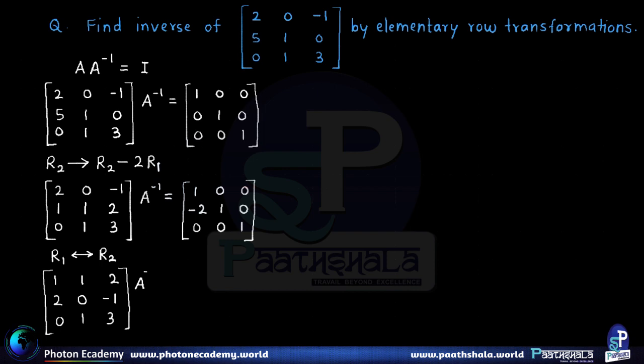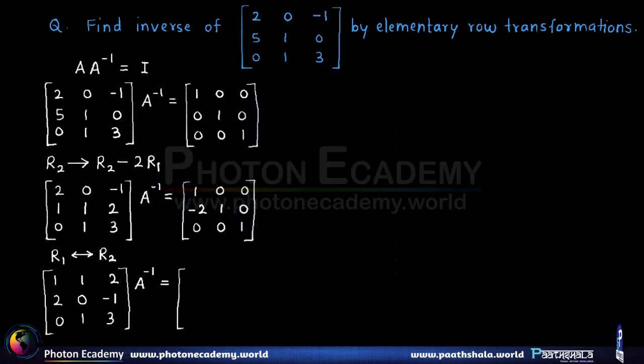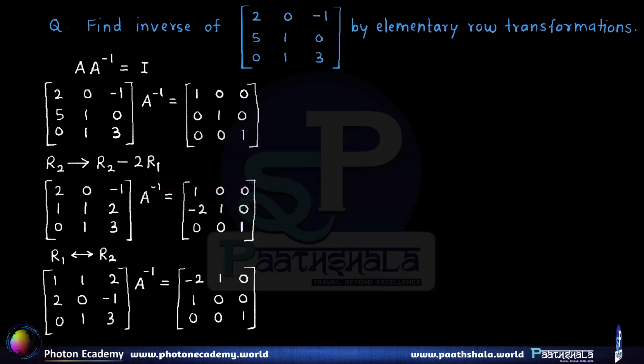Into A inverse is equal to, now on the right hand side also we have to exchange row 1 and row 2. So the first row now becomes minus 2 1 0, the second row becomes 1 0 0, and the last row is 0 0 1. Alright, now if we once again look at the first column, we have got 1 in the correct place, we have got 0 in the correct place. It's only the second element 2 that we have to change to 0.